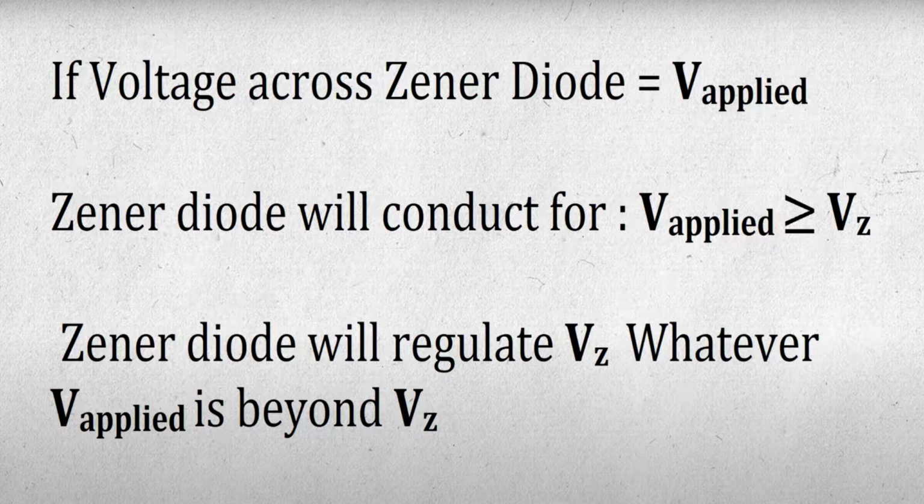If the voltage across the Zener diode equals V applied, the Zener diode will conduct for V applied greater than or equal to Vz, which is the Zener voltage, and the Zener diode will regulate Vz. Vz means the voltage of the Zener diode, whatever V applied is beyond Vz.